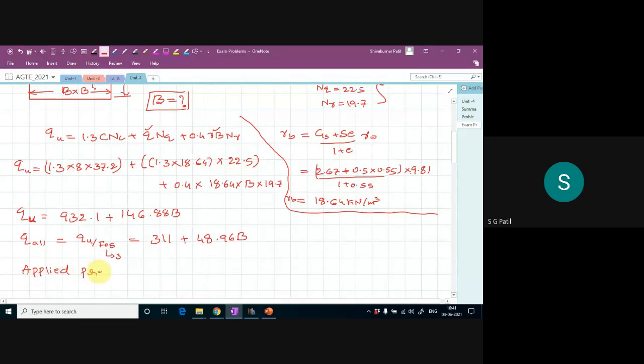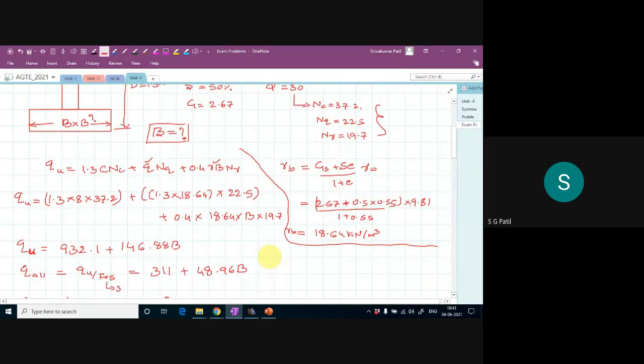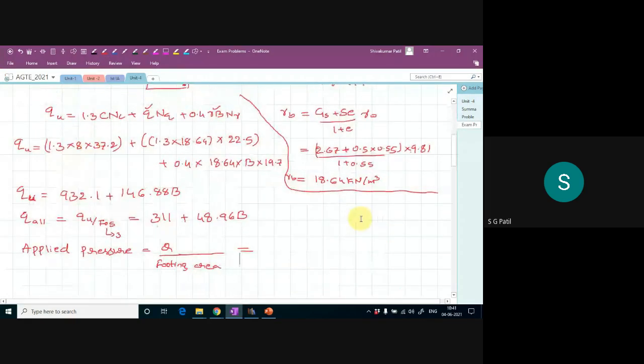Applied pressure is equal to Q divided by your footing area. Okay, so Q, how much load you applied? 800 kilonewton. So 800 divided by your footing area B by B, okay, B square. So this Q allowable and this applied pressure will be equal. So that means you have to equate this equation and this equation.